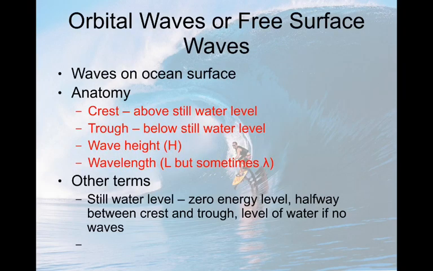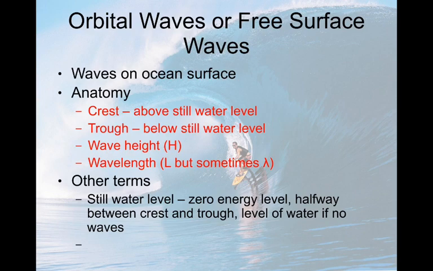So orbital waves, ocean waves, free surface waves, whatever you want to call them, what we're talking about are the waves you see on the surface of the ocean. Now, hopefully a good chunk of this is review, especially the anatomy of waves, where we have the crest, which is the part of the wave that's above the still water level, the trough, which is the area below the still water level, and wave height, which is the distance from crest to trough, usually given as a capital H.